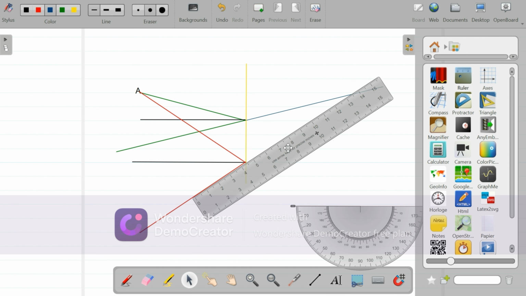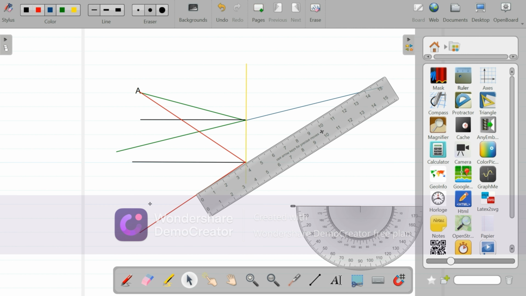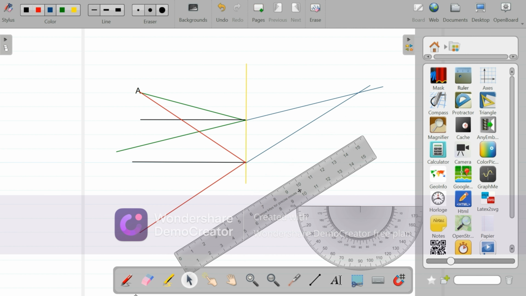You will have to keep it on the reflected ray and you have to trace it. Okay, let me trace it. Using blue color, I am tracing it as well. And they're meeting at a certain point. That is the point where the image would be formed. Let me make the image as well. This is basically the point where the image would be formed. Look, this is how we can make an image from a plane mirror. Thank you.